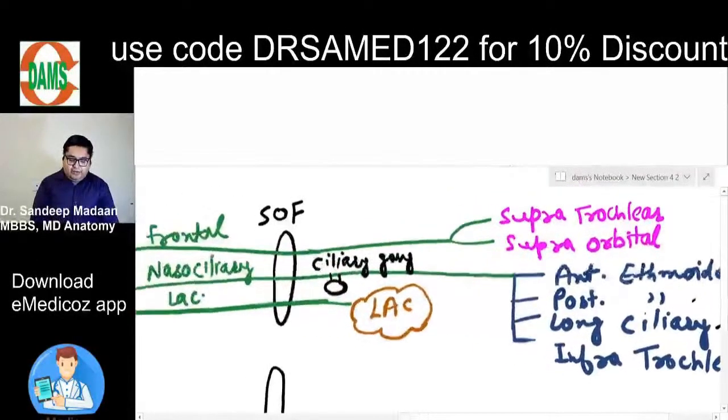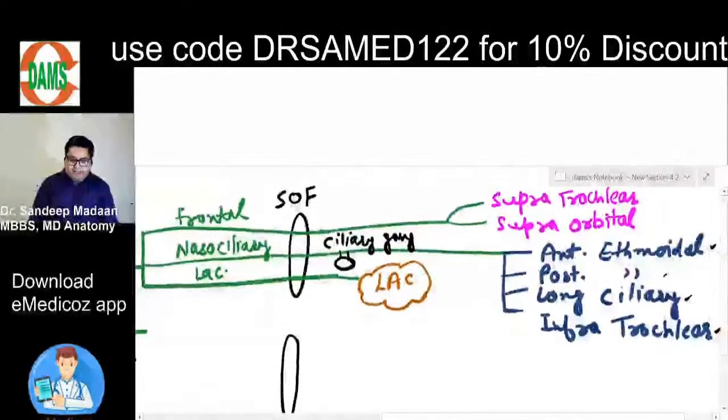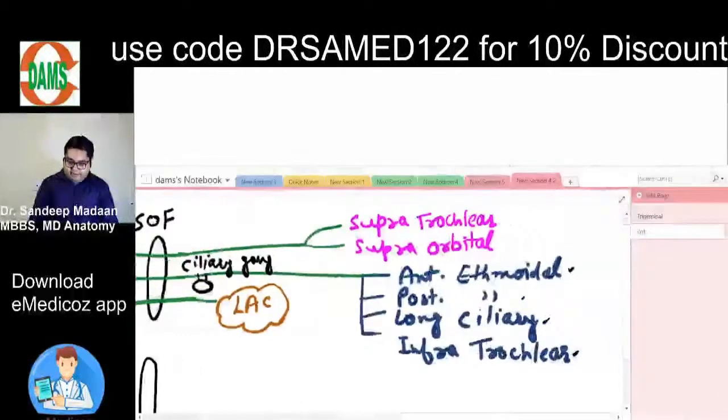And what about our frontal nerve? The frontal nerve will divide into supratrochlear and supraorbital, supratrochlear being the medial nerve. All right, now let me take you to the diagram and explain the branches till now, and then we will discuss the second division of the trigeminal.